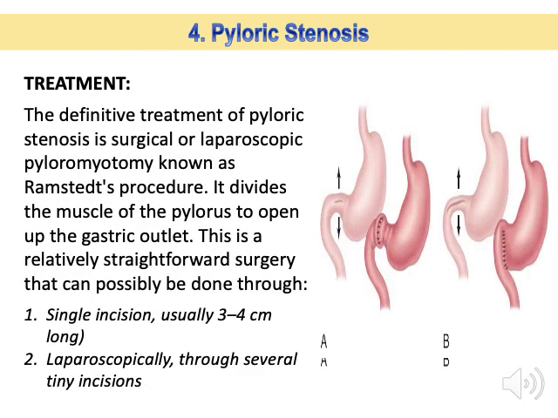Treatment. The definitive treatment of pyloric stenosis is surgical or laparoscopic pyloromyotomy, known as Ramstedt's procedure. In this procedure, the muscles of the pylorus are divided to open up the gastric outlet. This is a relatively straightforward surgery that can be done through, first, either a single incision, or second, laparoscopically with several tiny incisions.